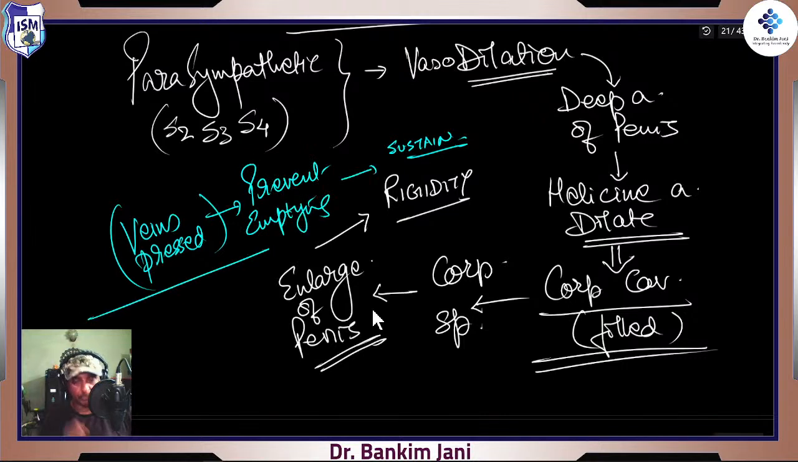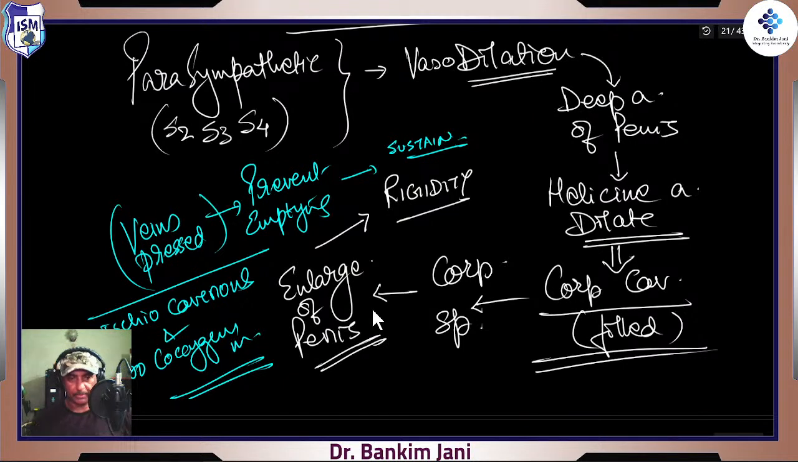And how to do that? This is where the ischiocavernosus and pubococcygeus come in. This is the vital muscle, the pubococcygeus. If these muscles are powerful, they do this second important part. And this is the entire mechanism of erection, right?